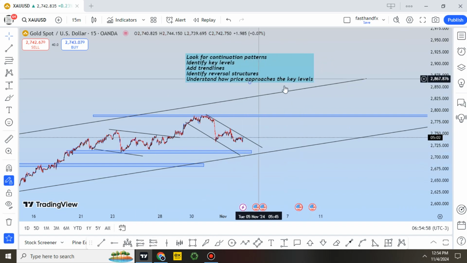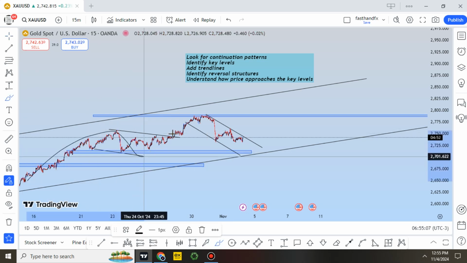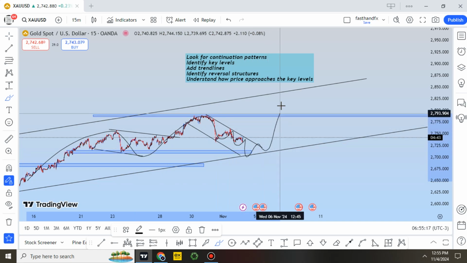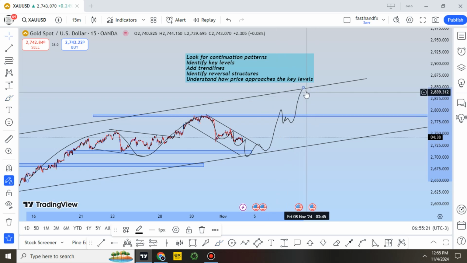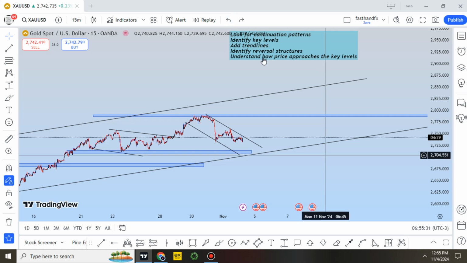Okay, identify how price approaches the key levels, right? So this key level right here, that's a continuation pattern. So we've seen price giving us an impulse phase, correction, impulse phase. Now this is just a kind of correction, continuation pattern. Now I want the market to come back and do this. Then once we get a confirmation, that's when probably we will see the market going back to target this level. If you see, this is a left shoulder right there, head, right shoulder, right? So that is what I'm anticipating on gold strictly.